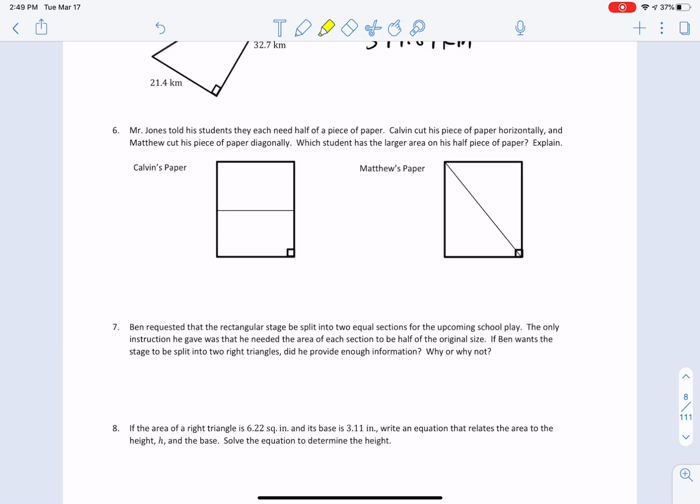I know that because Calvin's paper is cut in half, this piece right here, I shaded in yellow, has the same exact area as this piece right here on Matthew's paper. They have the same area. They're still half of a piece of paper. They're different shapes, obviously, but they have the same area.